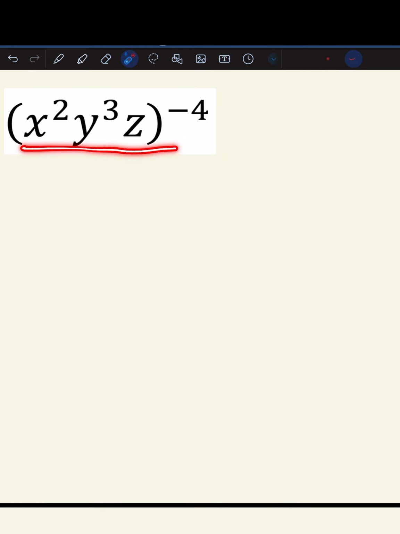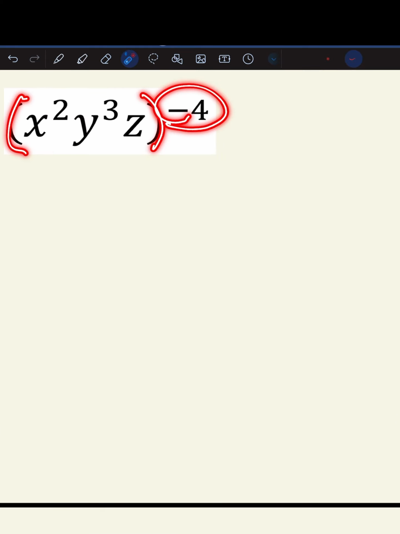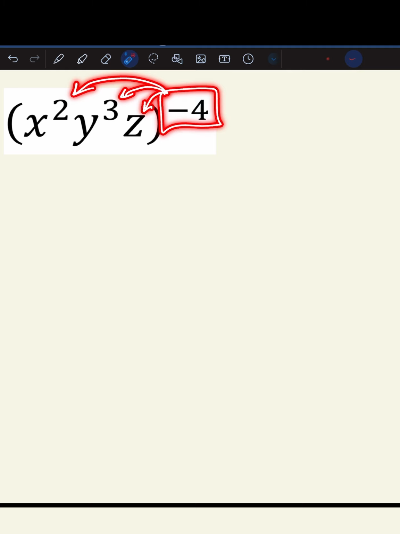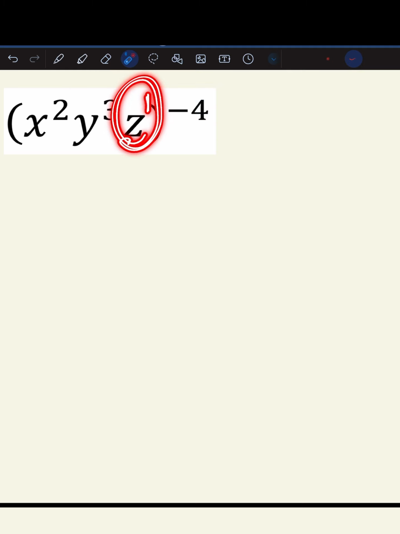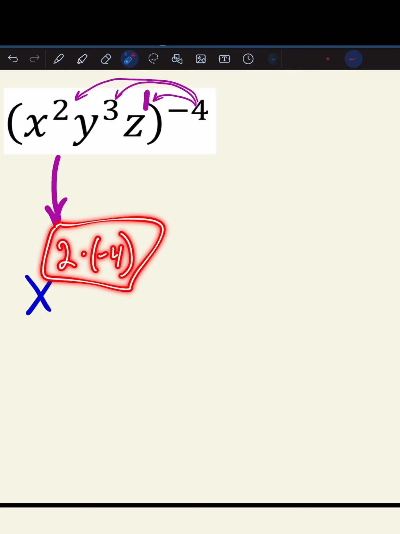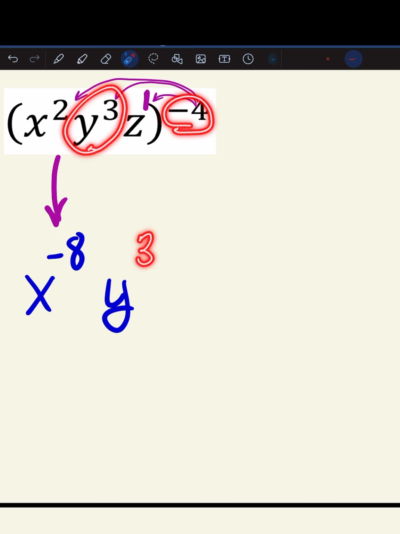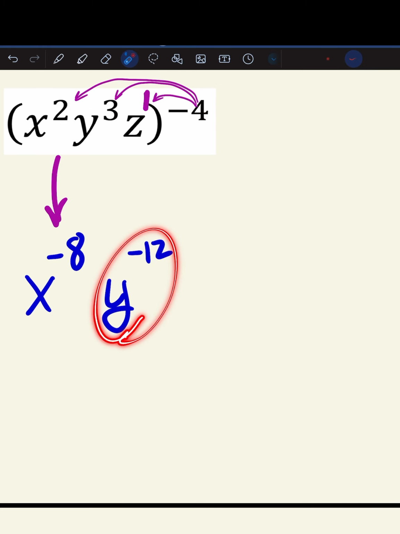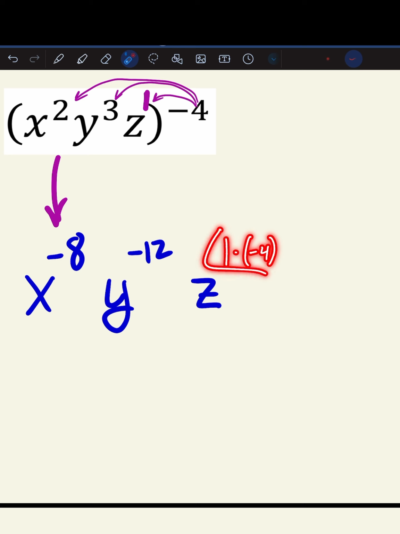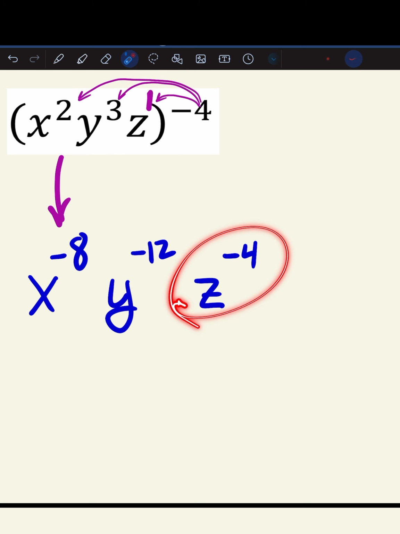For our second example, we don't start with a fraction, but we do still have an exponent outside of parentheses, so our -4 needs to multiply into each of these exponents. Don't forget the invisible one on the z. Our x becomes 2 times -4, which gives us x to the -8, and for our y's we get 3 times -4, which is y to the -12, and lastly for our z's we get 1 times -4, which is just z to the -4.